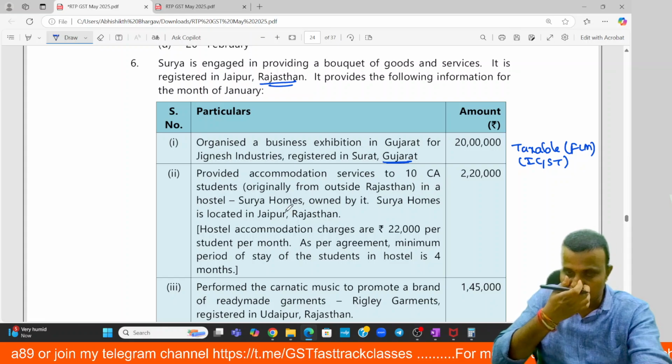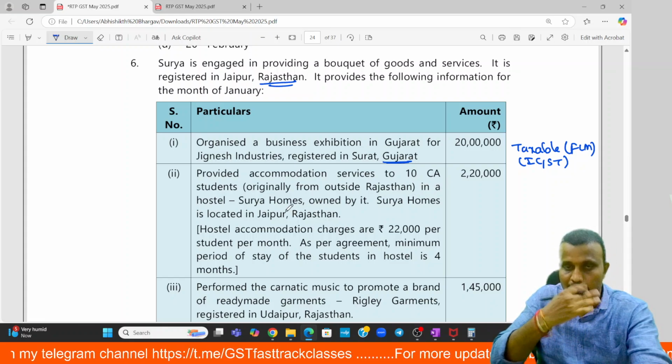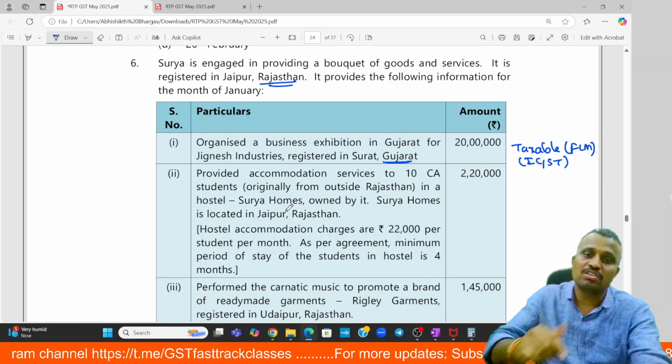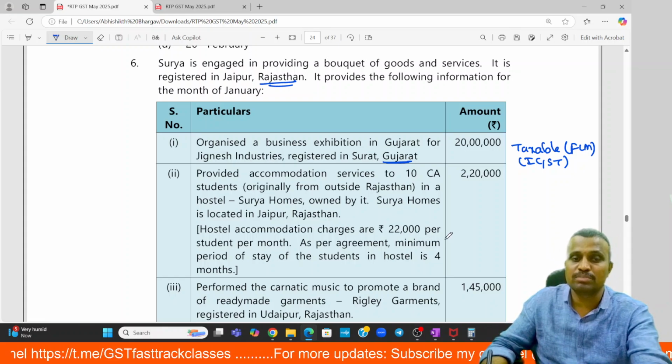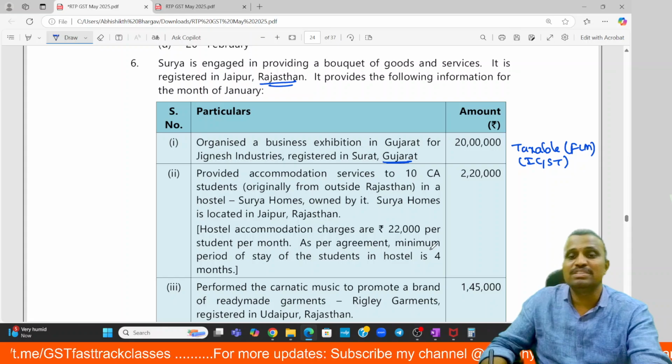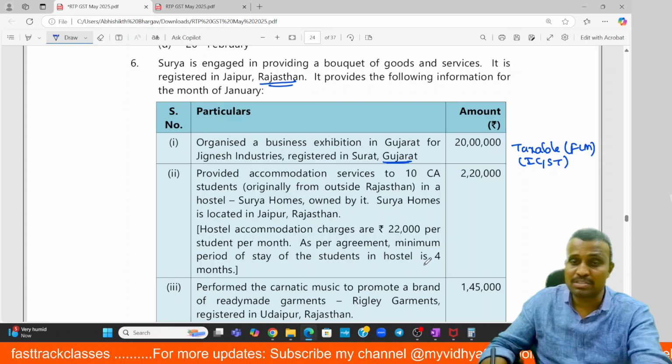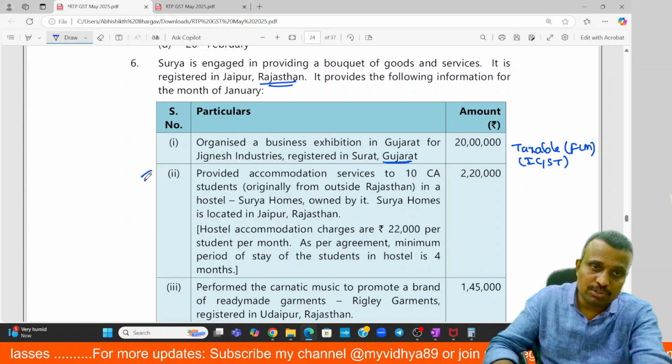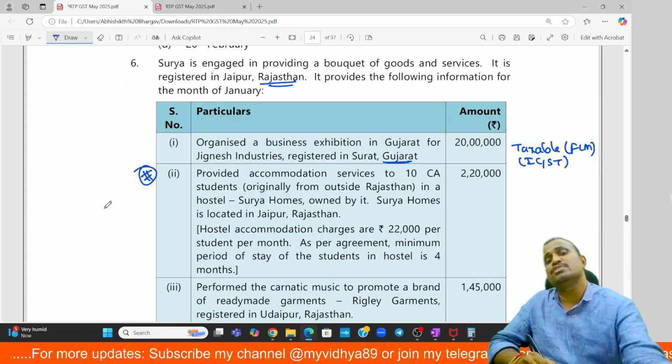a hostel, Surya Homes, owned by it. Surya Homes is located in Jaipur, Rajasthan. Hostel accommodation charges are 22,000 per student per month. As per the agreement, the minimum period of stay of the students in the hostel is 4 months. And this is the new amendment.